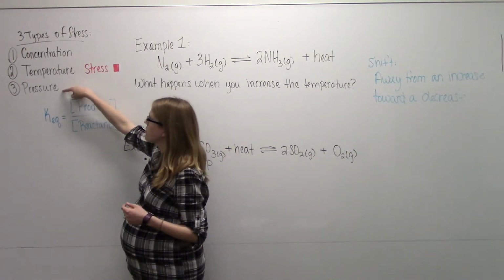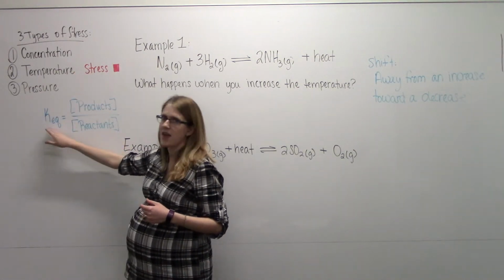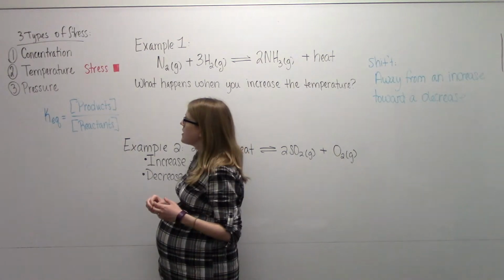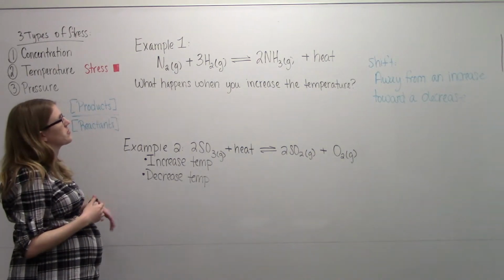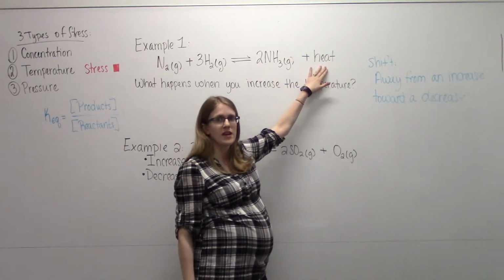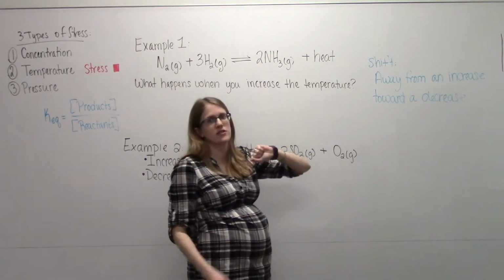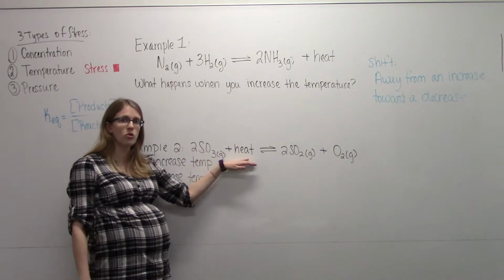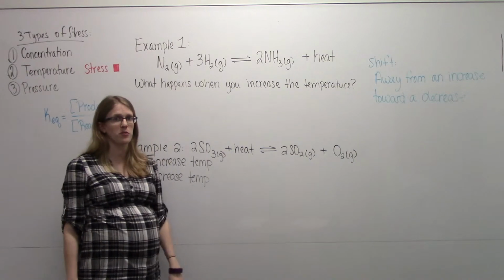Anytime you change concentration or pressure, K is constant. But anytime you change the temperature, K can change. So make sure that you're very careful to remember that. Now, both these reactions are exothermic or endothermic. If we look at this first reaction, we can see that heat is being produced. That means it's being released, it's being made, it's being formed. This reaction is exothermic. Whereas we look at this one, heat is being absorbed. It's required in order for the reaction to take place. This is an endothermic reaction.